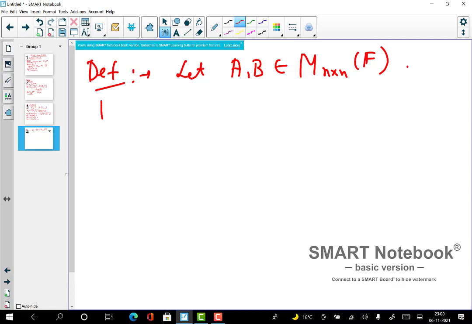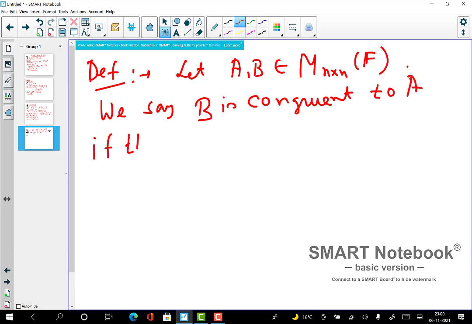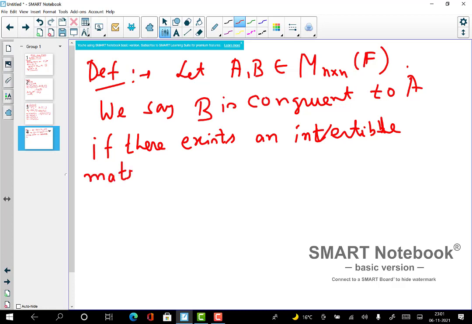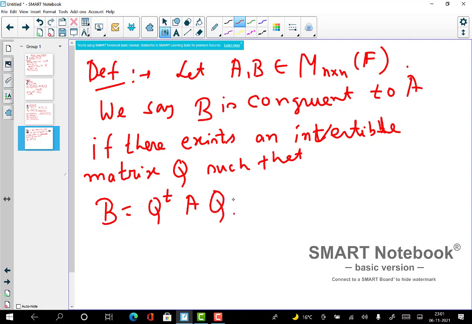Then we say B is congruent to the matrix A if there exists an invertible matrix, say Q, such that you can write the matrix B in terms of Q transpose A Q. Okay, so this is my definition.